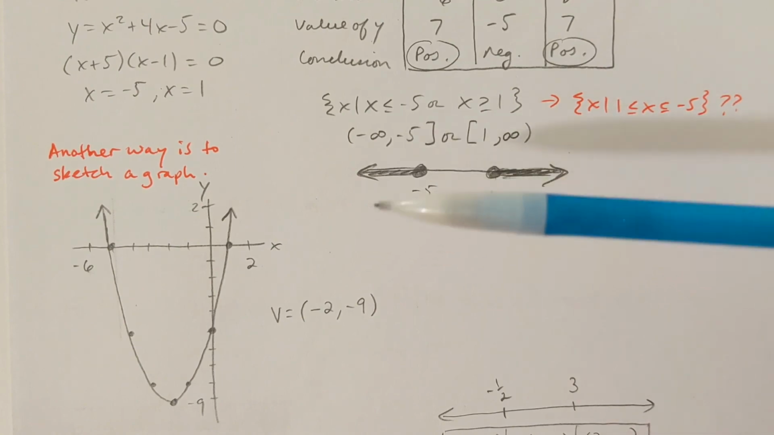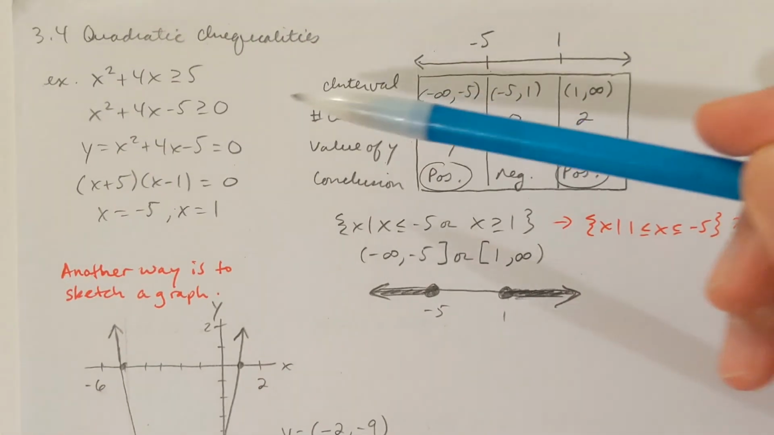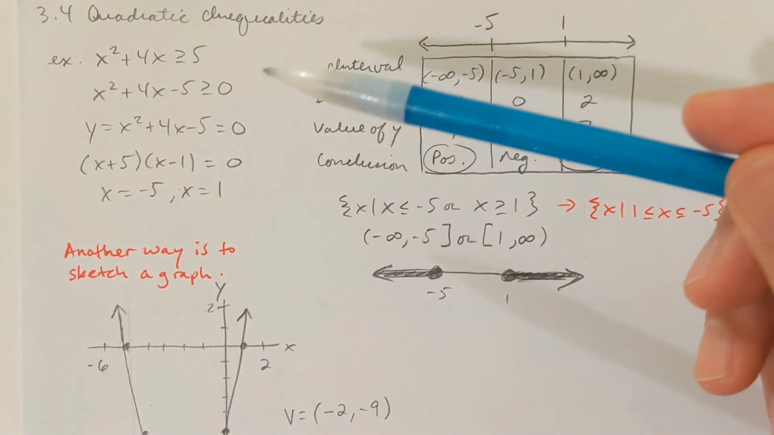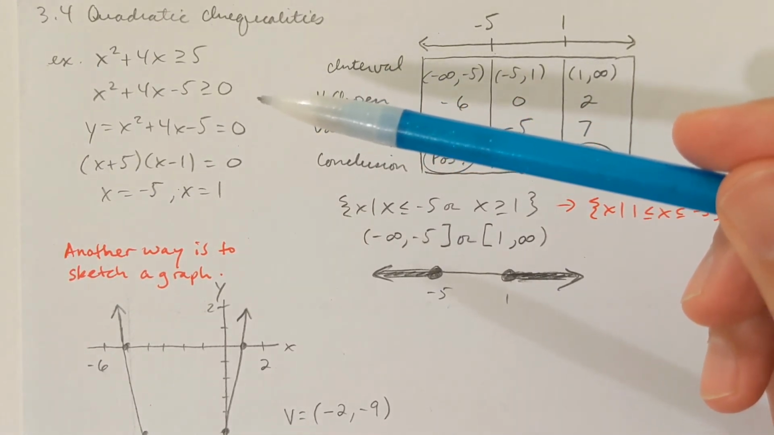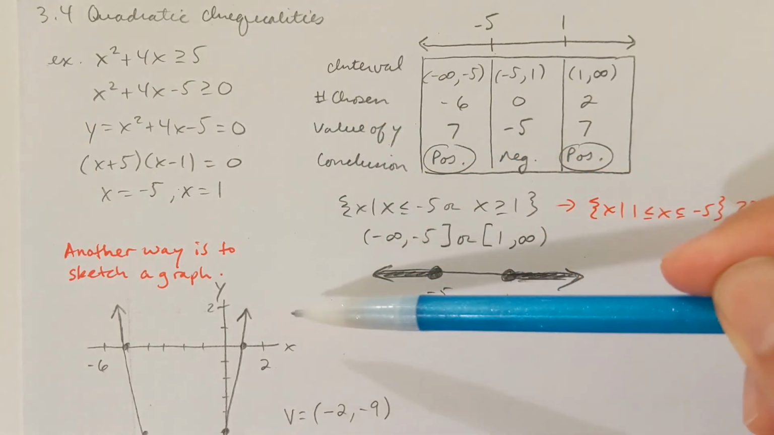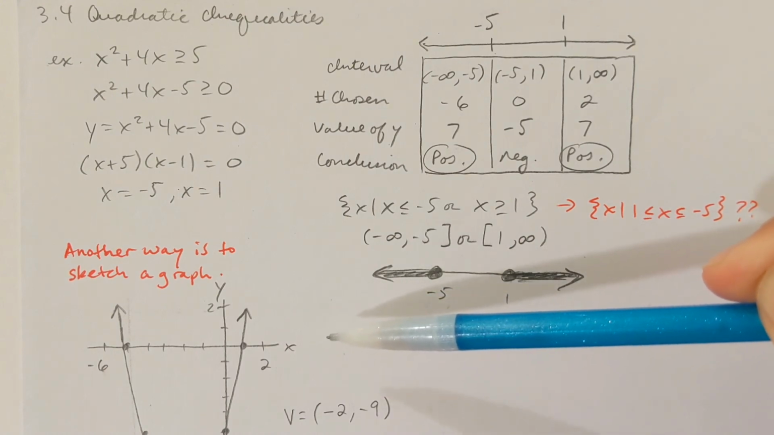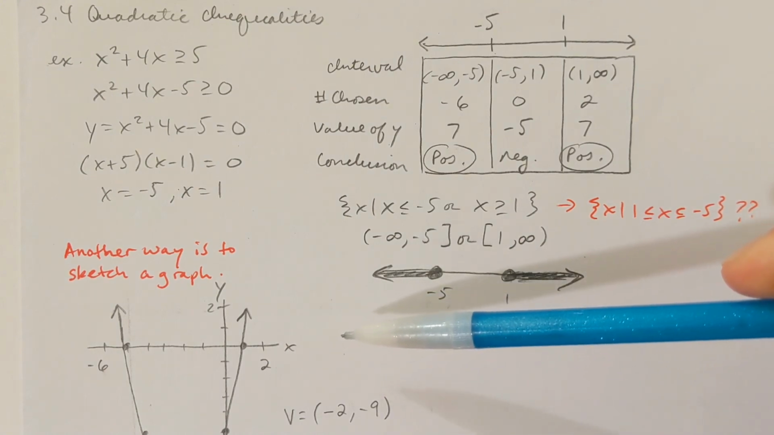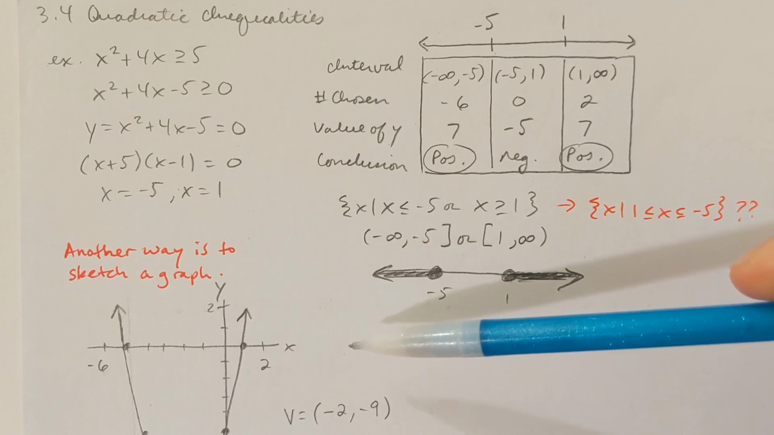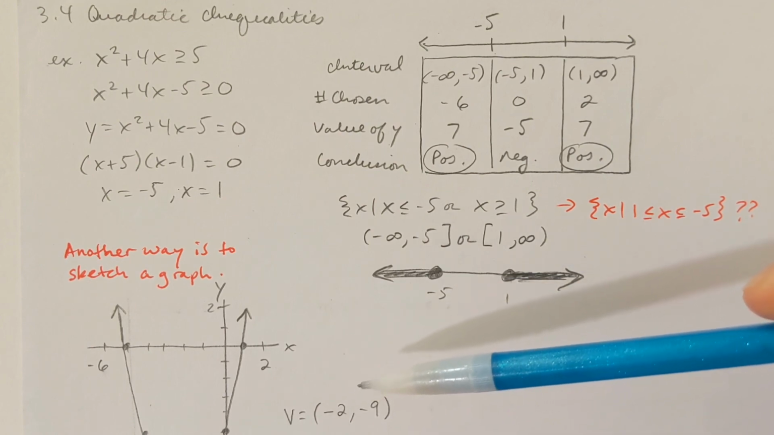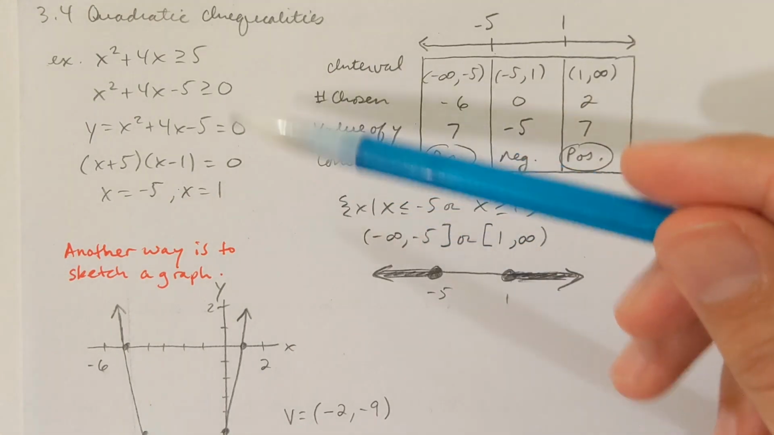Now the next thing I'm going to do is look at my answer and say, where is the parabola positive? Where is the parabola greater than or equal to 0? Well, up above the x-axis is when y is greater than or equal to 0. When the parabola is on the x-axis, that's when y is equal to 0. When the parabola is below the x-axis, that's when y is negative.